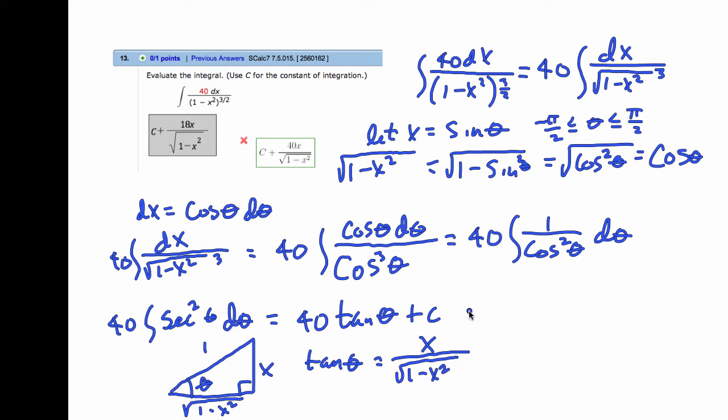So now we have a way to write this expression in terms of x. And we're going to end up with 40x over the square root of 1 minus x squared plus some constant.